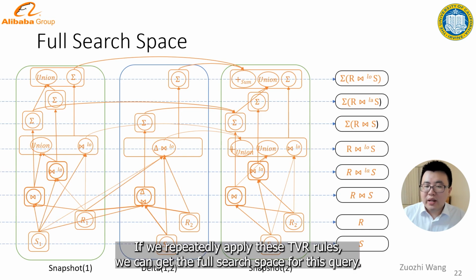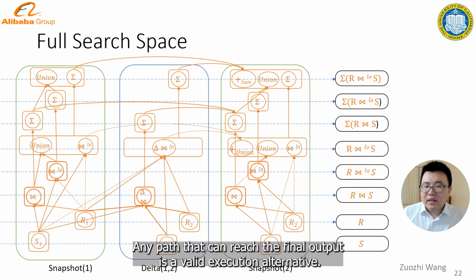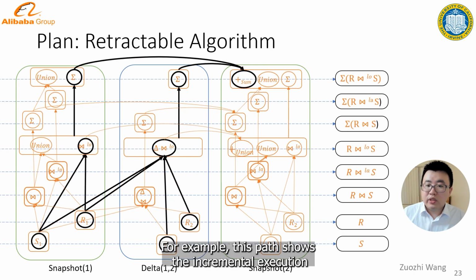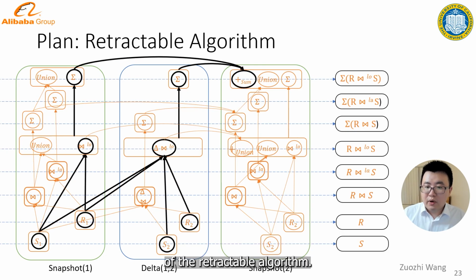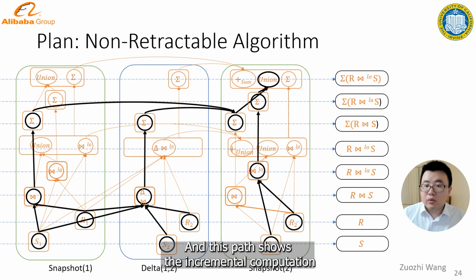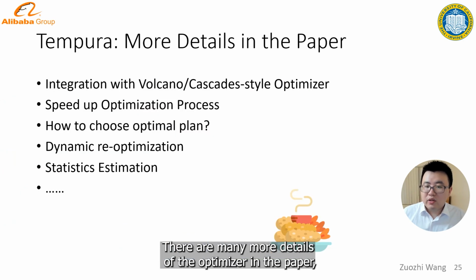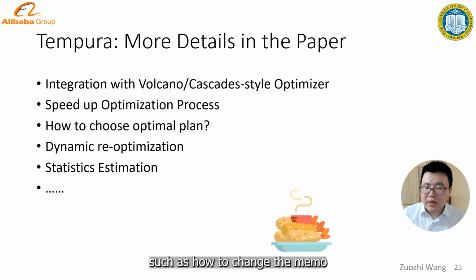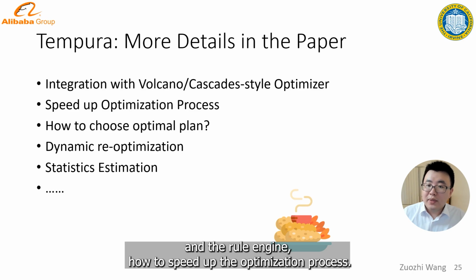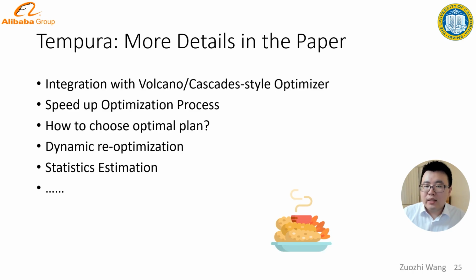If we repeatedly apply these TVR rules, we can get the full search space for this query. Any path that can reach the final output is a valid execution alternative. For example, this path shows the incremental execution of the retractable algorithm, and this path shows the incremental computation of the non-retractable algorithm. There are many more details of the optimizer in the paper, such as how to change the memo and the rule engine, and how to speed up the optimization process. These details are available in the paper.